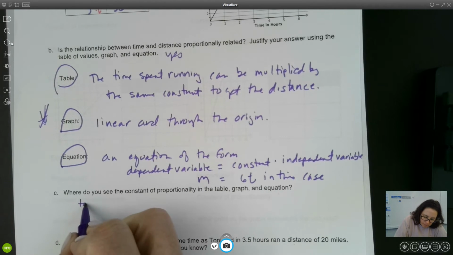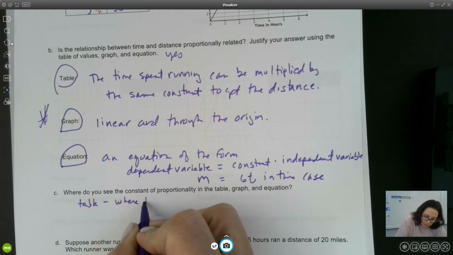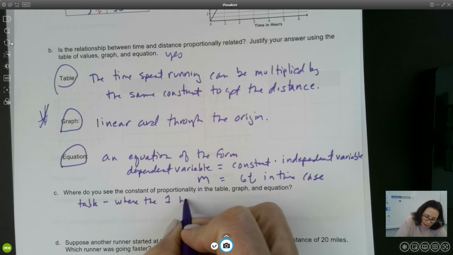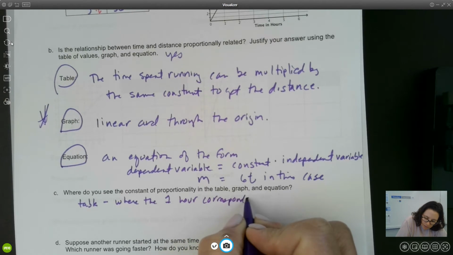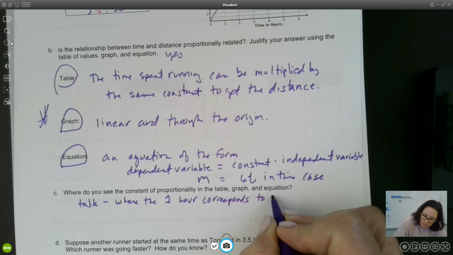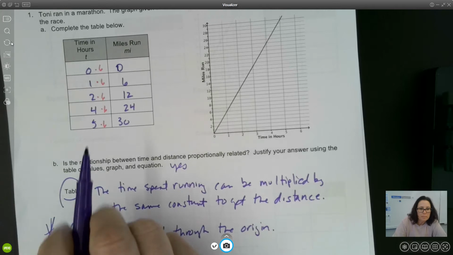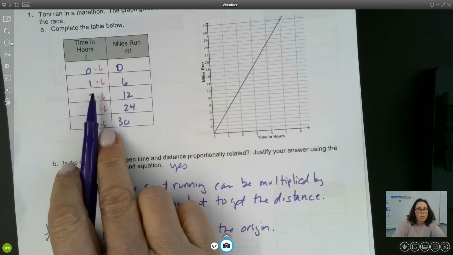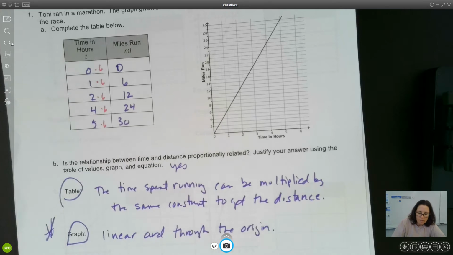So in the table, where the 1 hour corresponds, I'll move it up in a second, to 6 miles. Remember in a table where the x value, t value in this case, better called independent variable, is 1. So that's where you see it there.